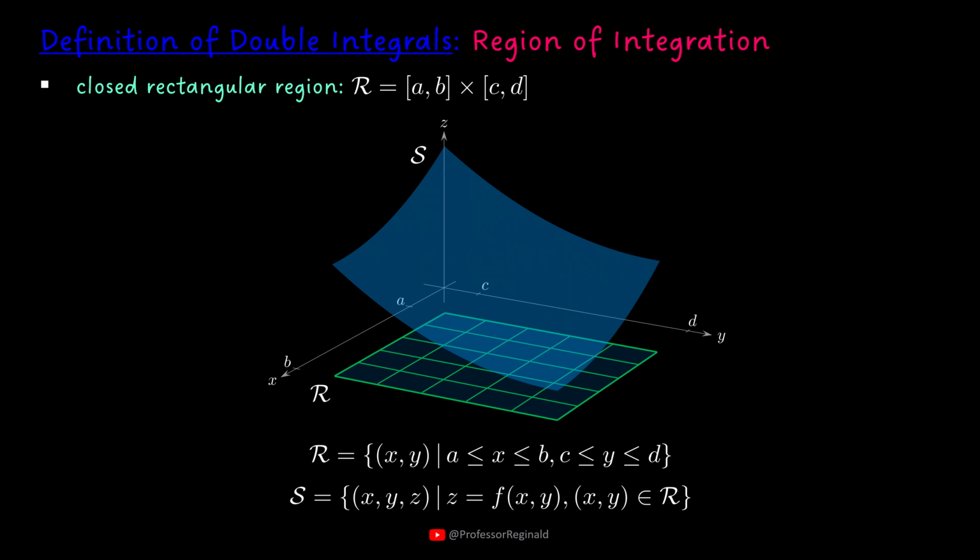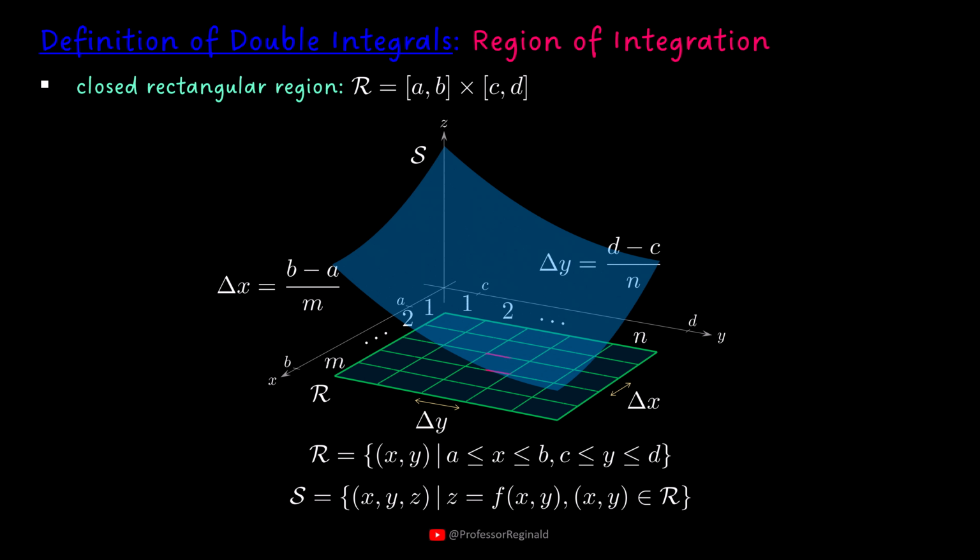In the x direction, let delta x be the length of each subinterval, and m as the number of subintervals. So delta x is given by this expression. In the y direction, let delta y be the length of each subinterval, and n as the number of subintervals. So delta y is given by this expression.